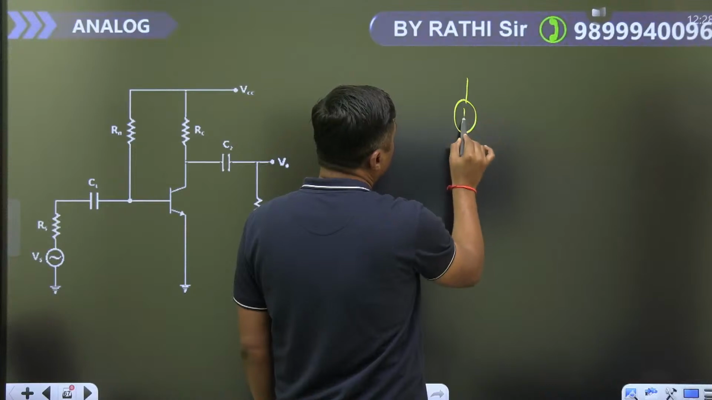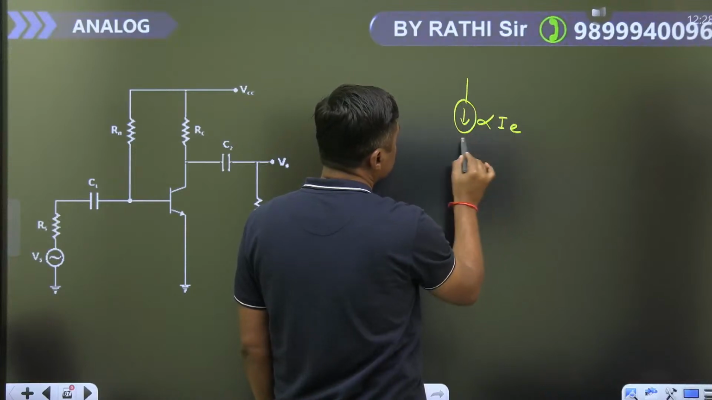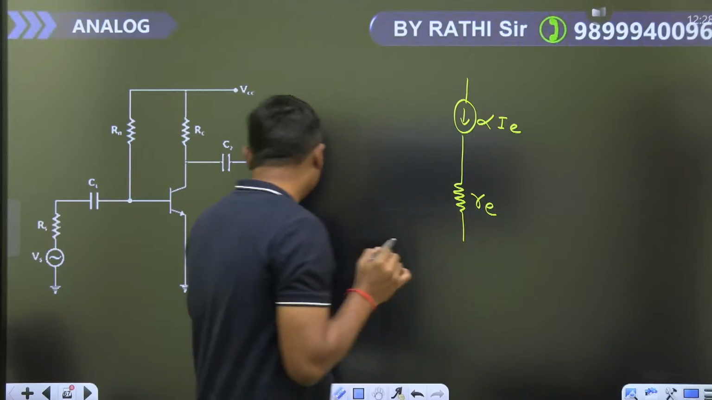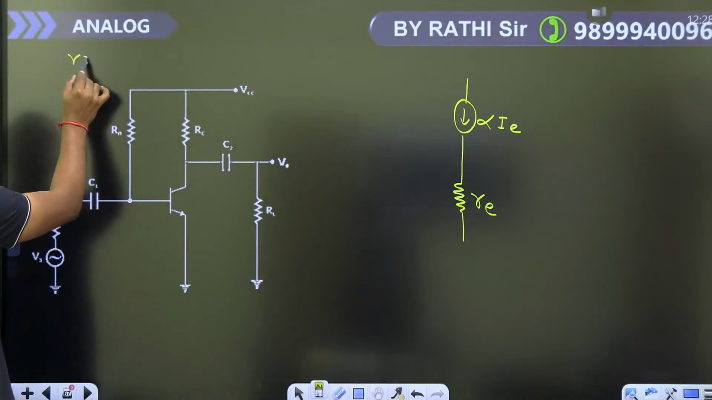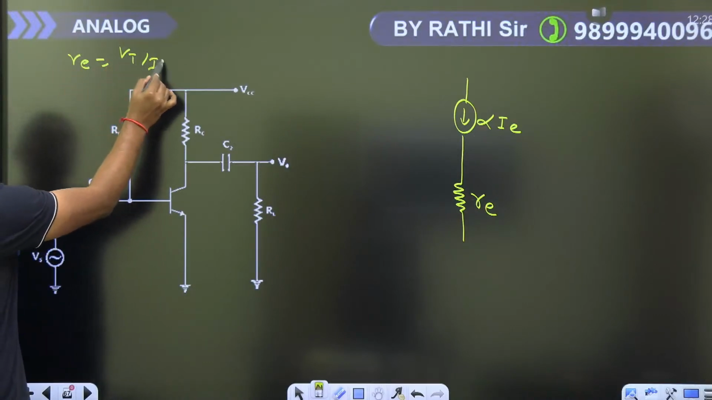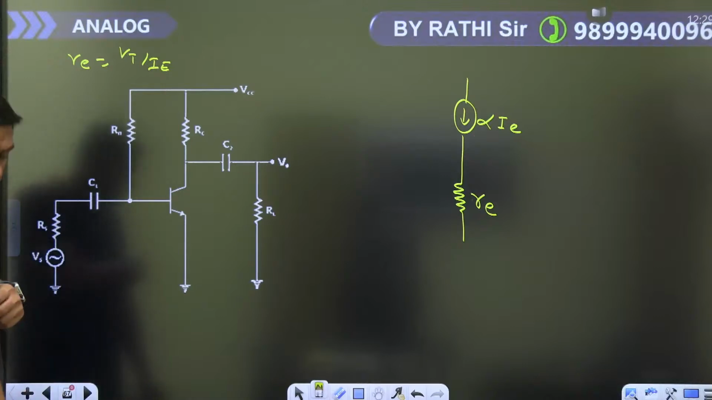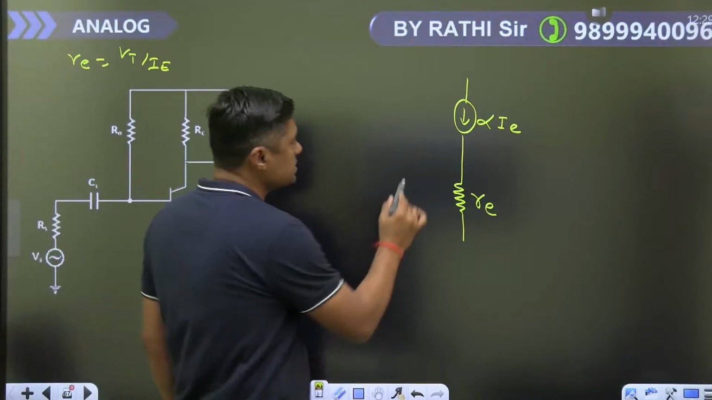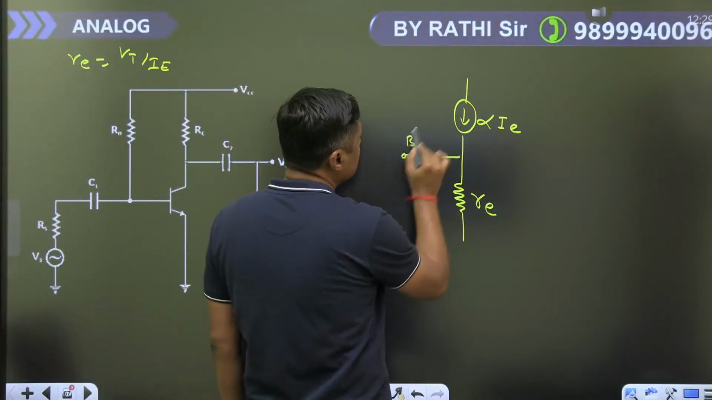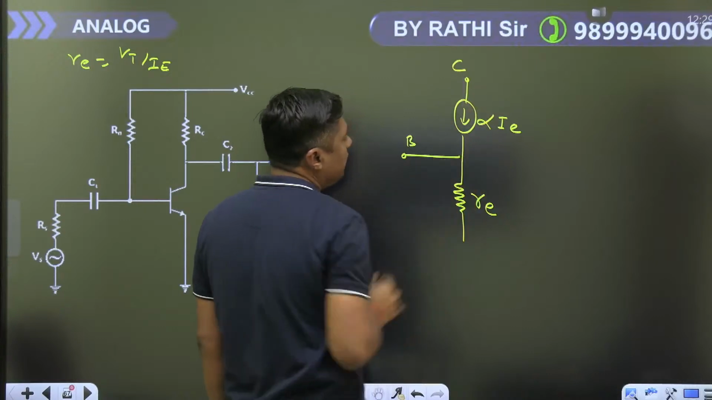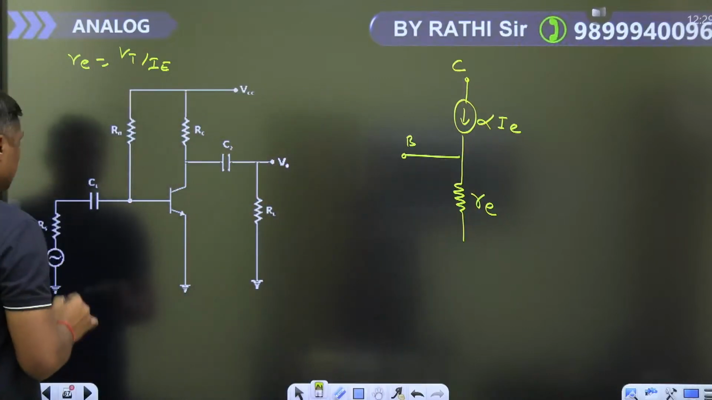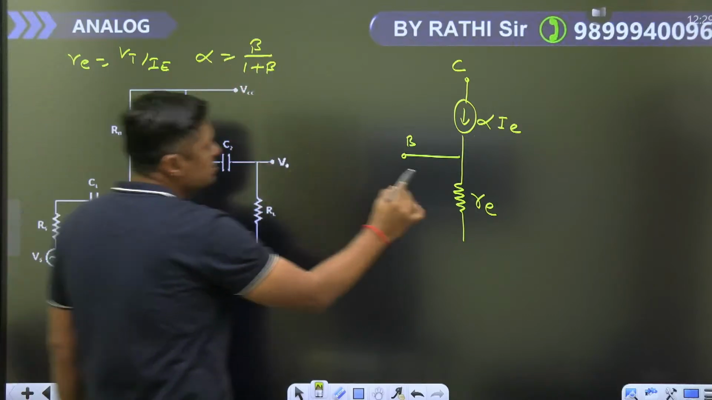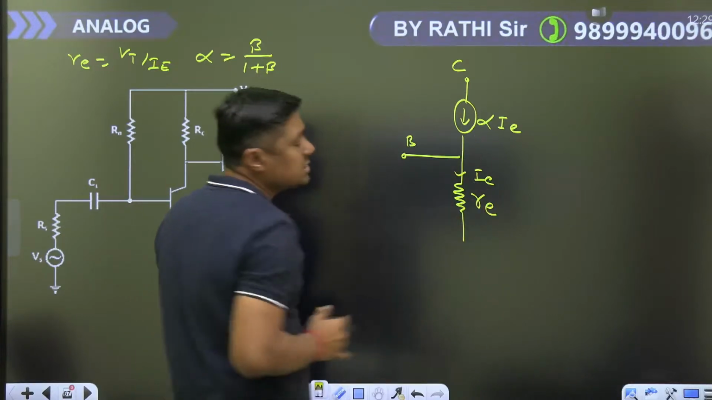First of all, draw the RE model. This is RE. You have to find the RE from the DC analysis. What is the RE? VT by IE. In numerical, we will solve VT by IE. So this is the RE model. Now this is base. This is collector. And alpha I, where alpha is equal to beta upon 1 plus beta, and that current is IE. And this is the model.